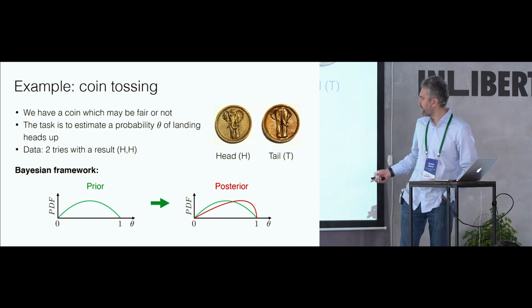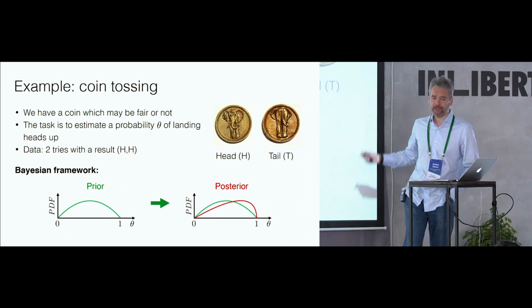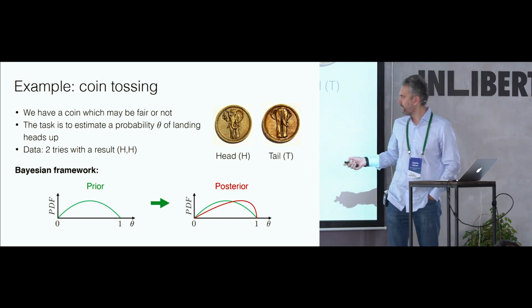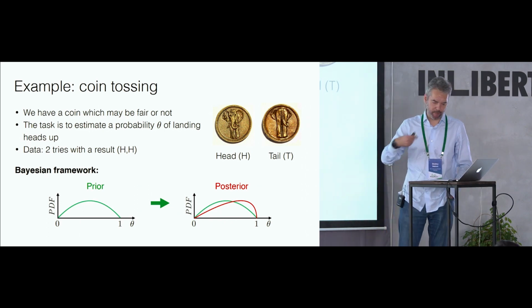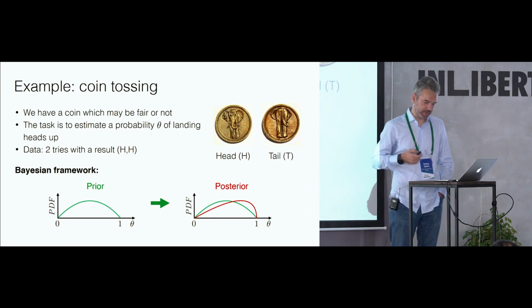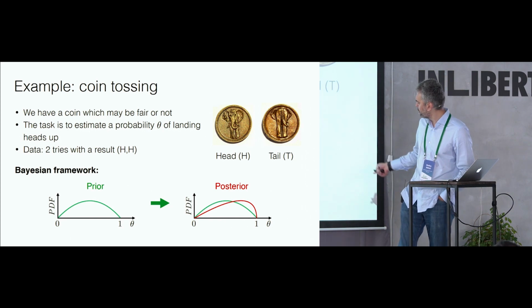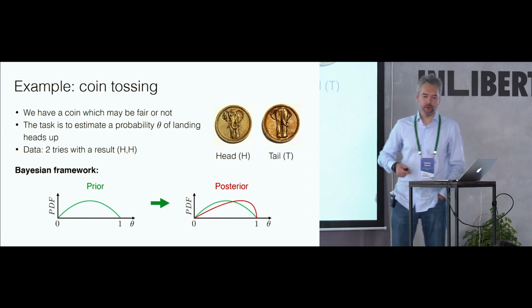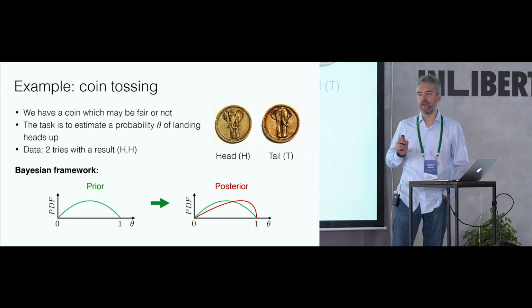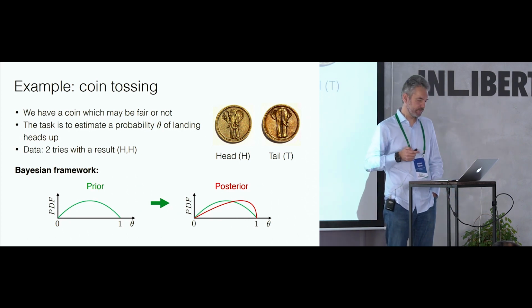apply Bayes' theorem, we end up with a posterior distribution, which is still pretty close to the prior distribution, but a bit shifted towards 1, because the data suggests that the probability of heads is probably larger than the probability of tails. But still, this is a distribution with a very large variance, so we're still very uncertain about the particular value of the probability of head.